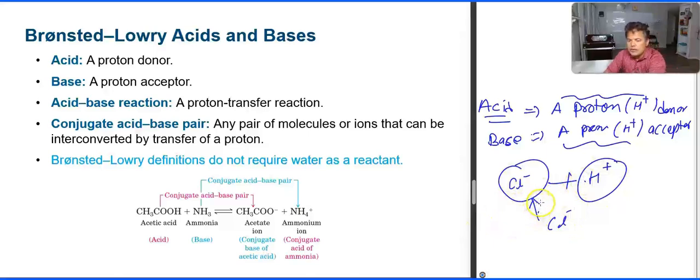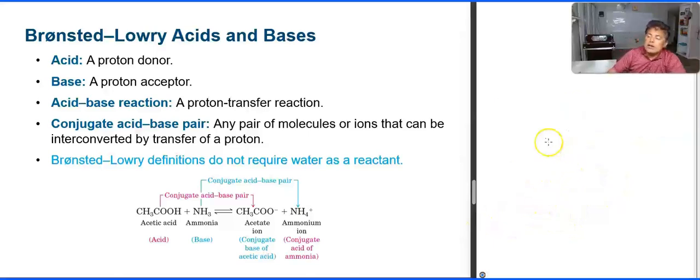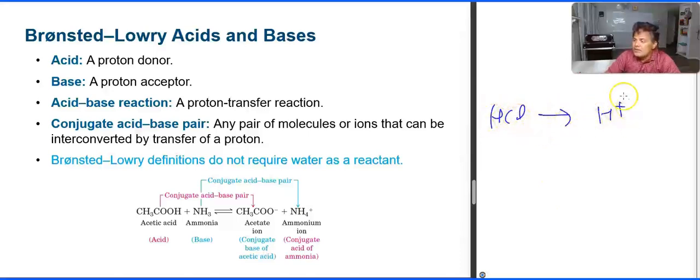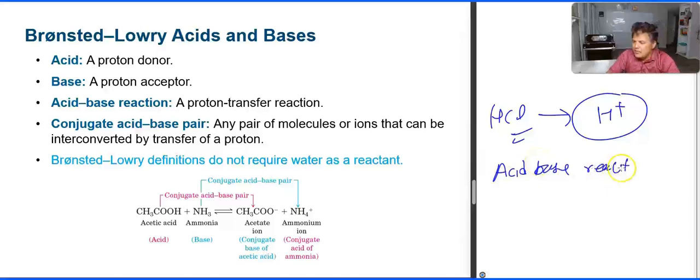Okay, and which can donate the proton, for example, HCl. Yes, it can give you the H plus, that's why it is acid. Which can accept the proton, that is the base. Which can donate the proton, that is the acid. So that's why acid base reaction is also said to be proton transfer reaction. That's the reason this is said to be proton transfer reaction.